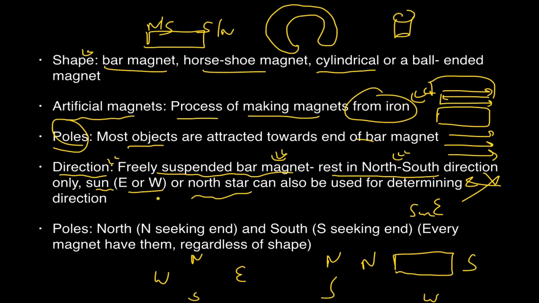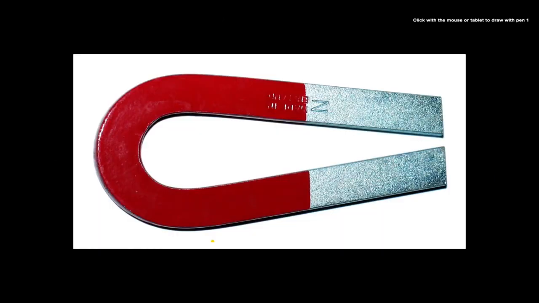That is how you determine the pole of a particular magnet. So the north seeking end is called the north pole and the south seeking end is called the south pole. और सिर्फ बार मैग्नेट में नॉर्थ साउथ नहीं होते, every magnet regardless of its shape has poles. Now this is what is called a typical horseshoe shaped magnet.